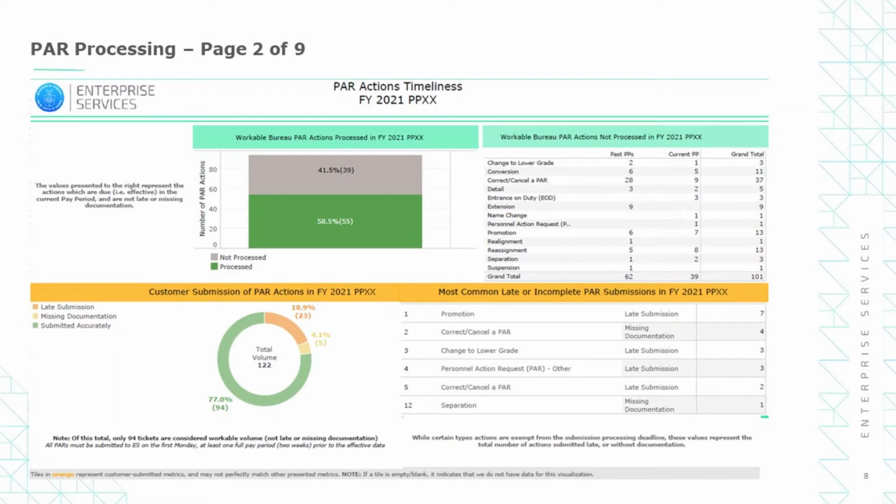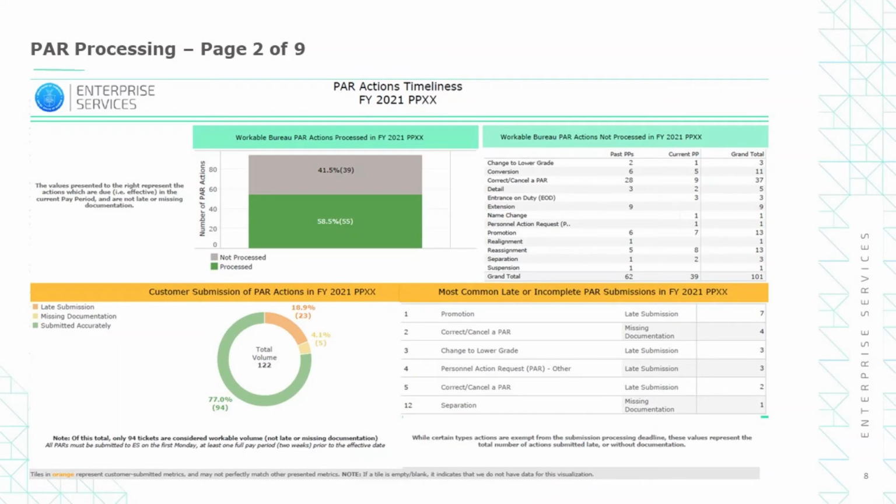The first column shows how many PAR actions due in prior pay periods are still unprocessed and will carry into the next pay period, in this case, 62. The second column shows the number of unprocessed PAR actions that are due this pay period that would be carried over into the next pay period. As you'll see in this example, the number is 39, the difference between the 94 submitted and the 55 processed.